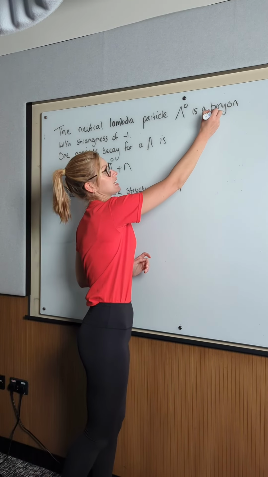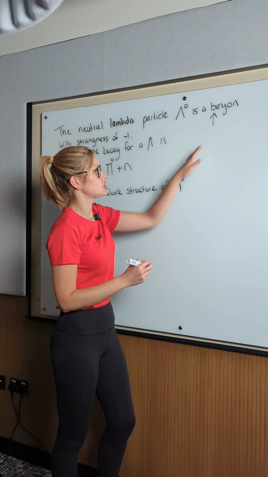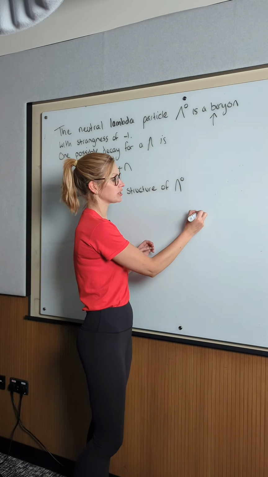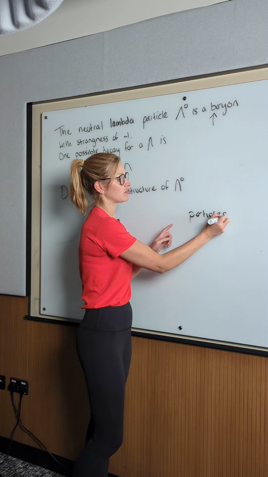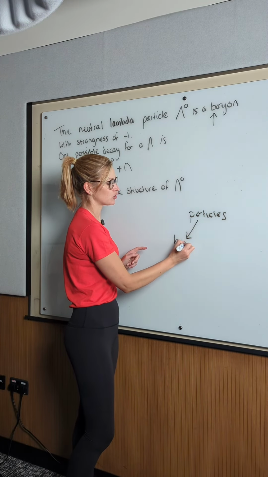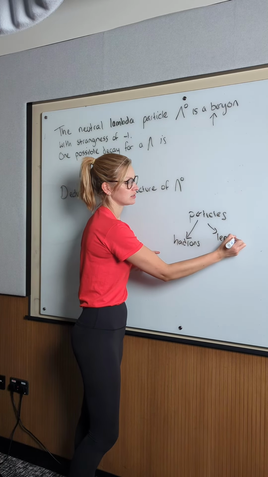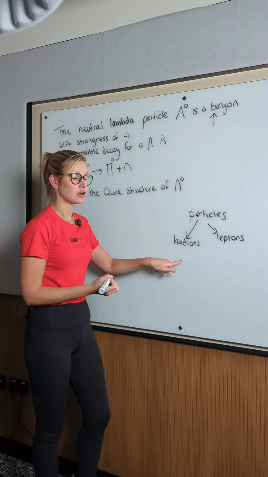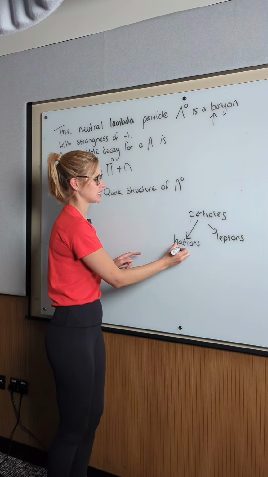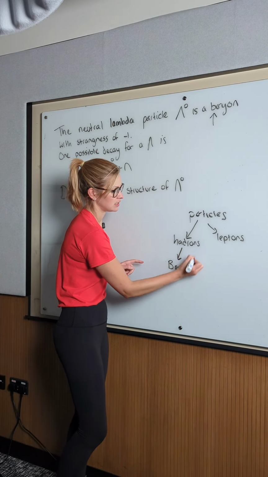The first thing I think about baryon is a baryon is a type of hadron. Just as a reminder, when we have particles, our particles are made of matter and antimatter, and there's the two categories: the hadrons and the leptons. And then the hadrons are made of quarks, and they're split into two categories again. Those two categories are called baryons and mesons.